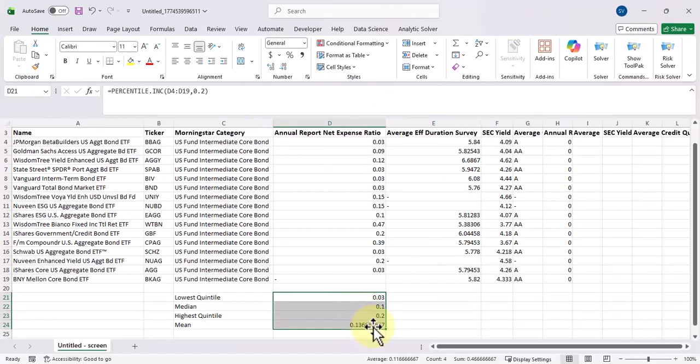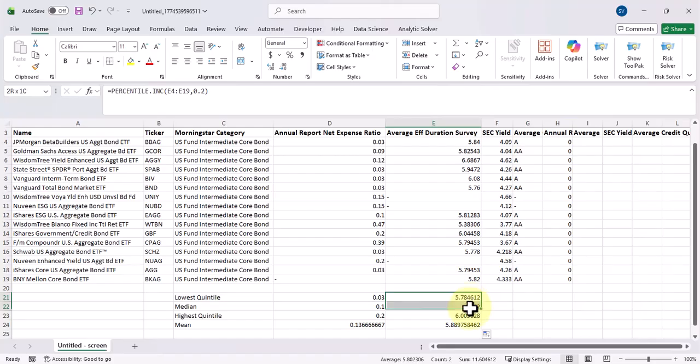I mentioned before between 6 and 7 for that duration. I'm going to lower that down to 5.5. In this case, it doesn't matter for these calculations, but over in the next section, that's going to be important. And then I'm going to pull this over one more time for that average SEC yield.